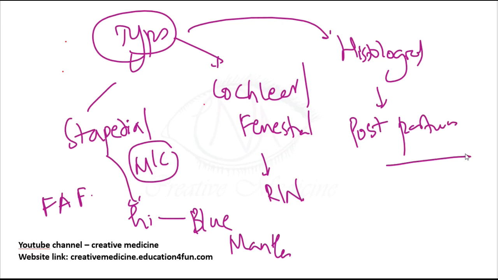So the stapedial type is most common, which is in the fissula ante fenestram. Then we have the cochlear type, which involves the round window. And then we have the histological type, which is seen on postmortem examination.